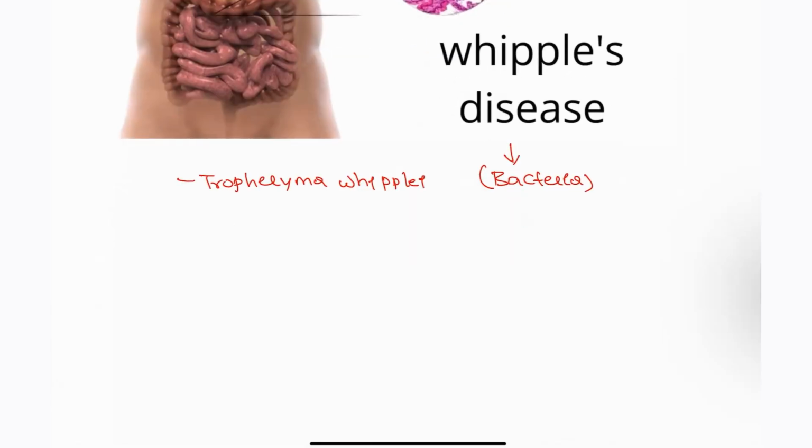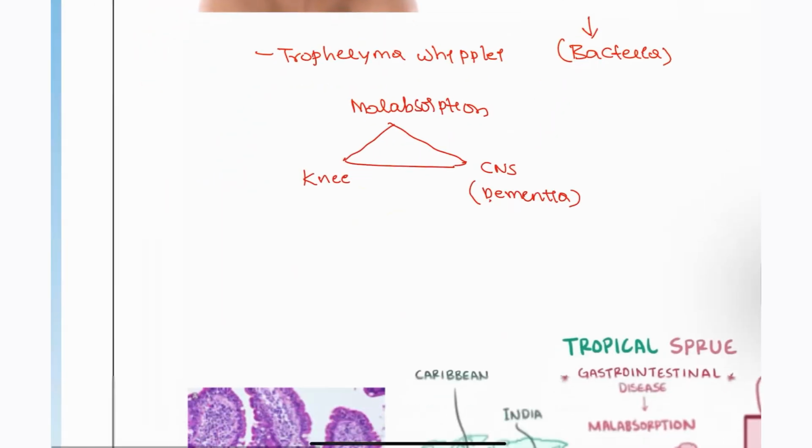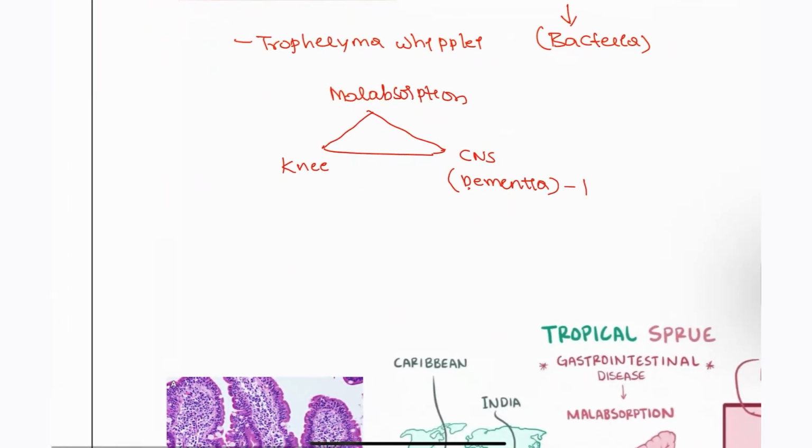Most commonly, the patients with Whipple's disease have the specific triad, that is malabsorption, and it is going to involve the knees, arthritis or arthralgia, and also CNS involvement like dementia will be seen in this patient. So this is the classic triad. If they are associated with dementia, then the patient's prognosis will be poor.